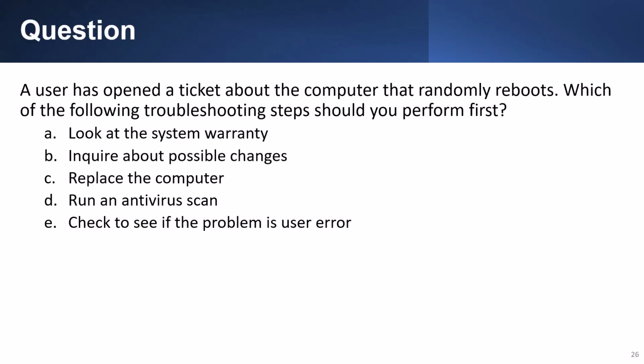Question: The user has opened a ticket about a computer that randomly reboots. Which of the following troubleshooting steps should you perform first? Answer: Inquire about possible changes. The first step in troubleshooting is to identify the problem, which includes identifying changes done by the user and by the organization, and to determine the extent of the problem.